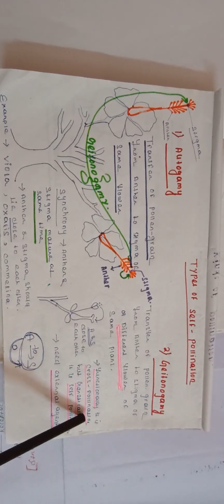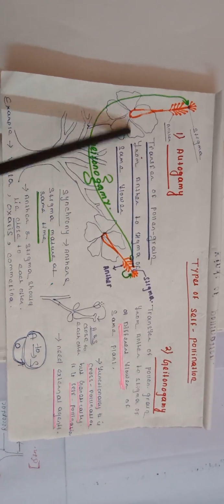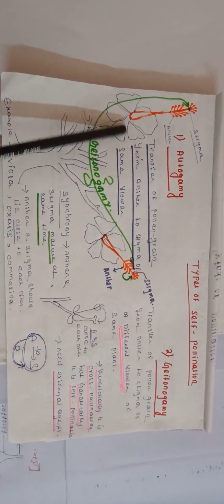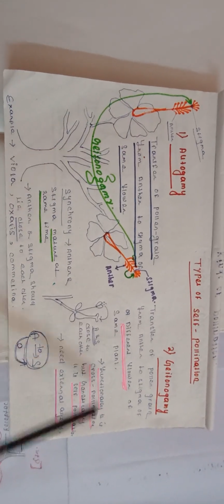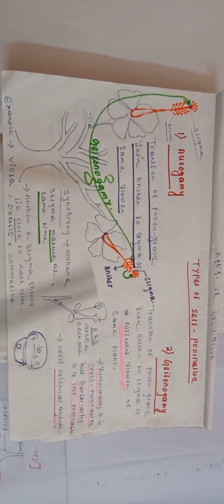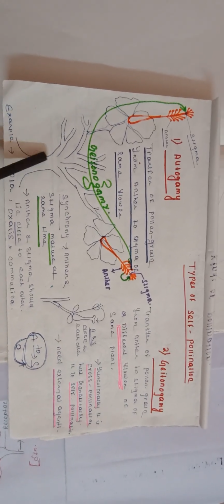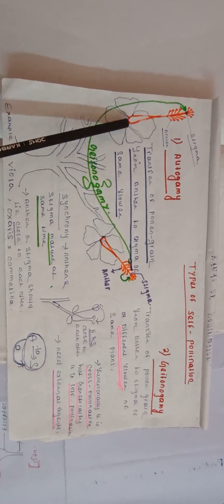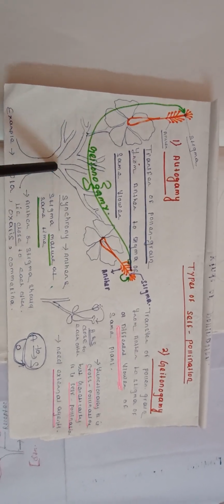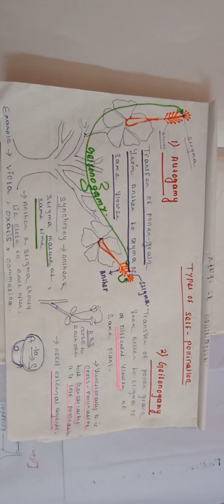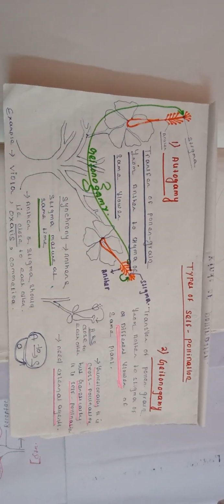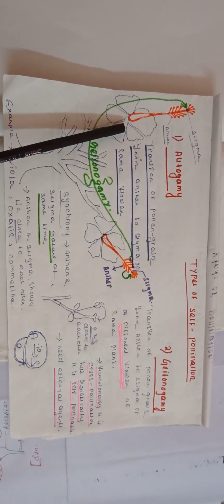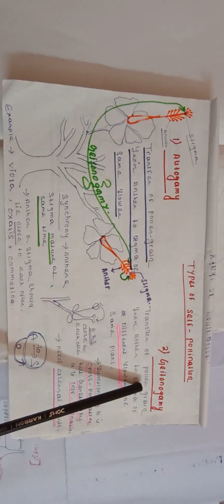Functionally, it is cross-pollination because two flowers are involved. Functionally it is cross, but genetically it is self-pollination because the genes of one plant are the same. Here, the two flowers come from one plant. These are genetically equal flowers. So genetically this is self-pollination, but functionally this is cross-pollination.